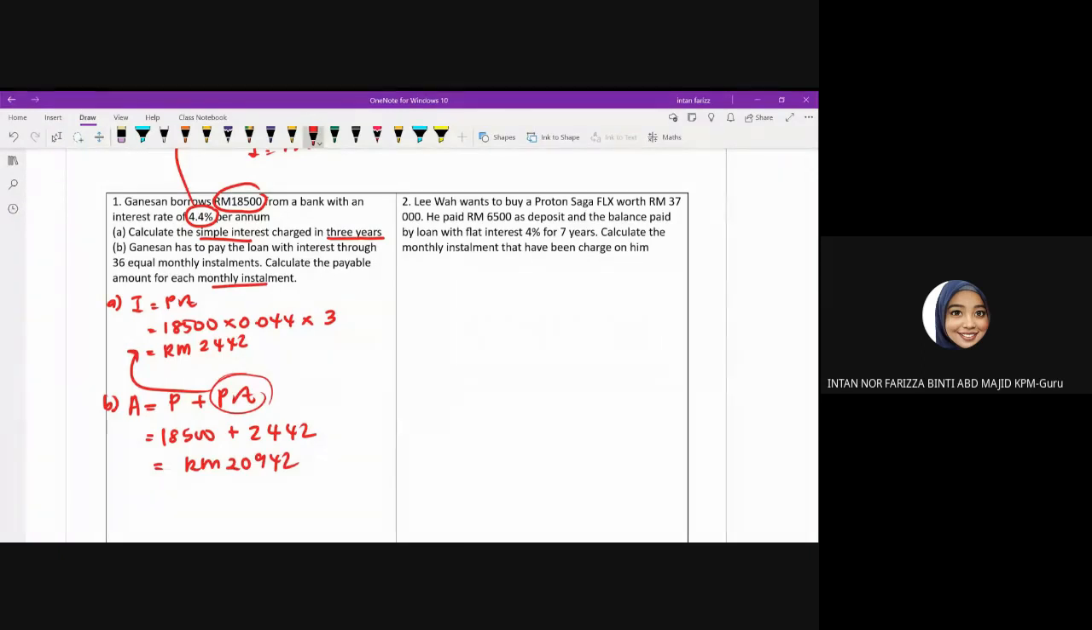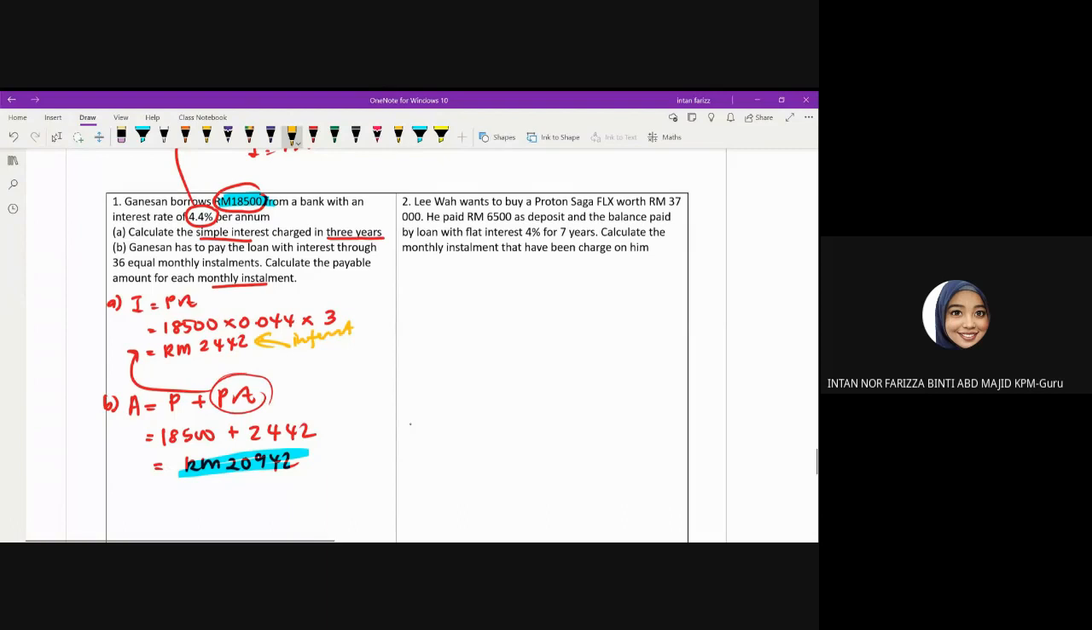Now they ask you for the monthly installment. Girls, you must understand. What does it mean? Listen carefully. Now he borrows 18,500. After those 3 years, the total amount that he has to pay is 20,940. Why is that? Because, of course, the bank wants to make money, right? They will charge you interest. So the amount of money that you have to pay after those 3 years is 20,000 plus; the value will be increasing.